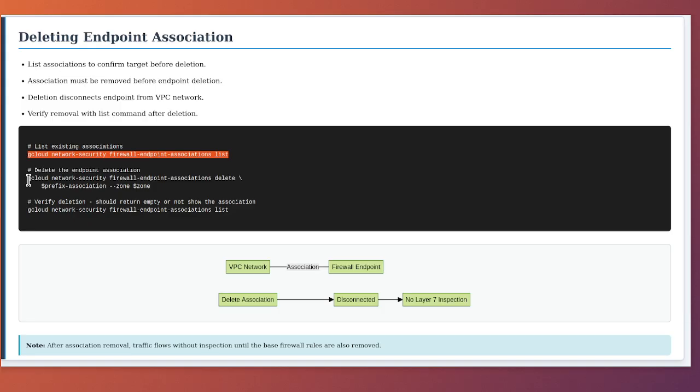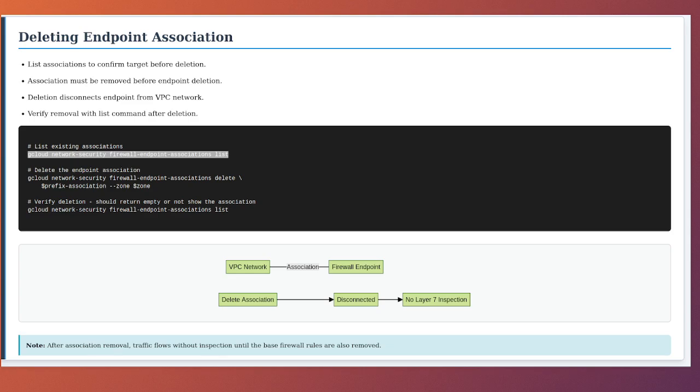The gcloud network-security firewall-endpoint-associations list command shows all associations in your project. Verify you see the Cloud NGFW association we created earlier. The delete command uses gcloud network-security firewall-endpoint-associations delete followed by the association name, which is constructed from prefix and association. The zone flag specifies where the association exists.